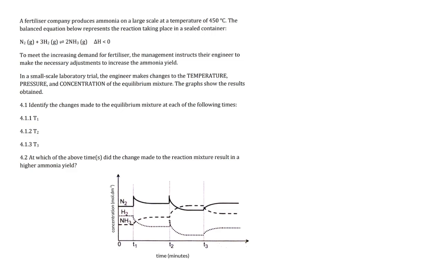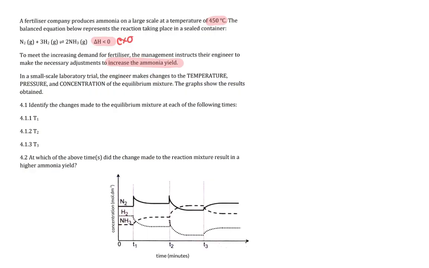So it says a fertilizer company produces ammonia on a large scale at a temperature of, let's highlight that, 450 degrees Celsius. The balanced equation below represents the reaction taking place in a sealed container. Note that it's an exothermic reaction. Let's write that down as well. The forward reaction is exothermic. And then to meet the increasing demand for fertilizer, the management instructs the engineer to make the necessary adjustments to increase the ammonia yield. So in other words, they want more of that.